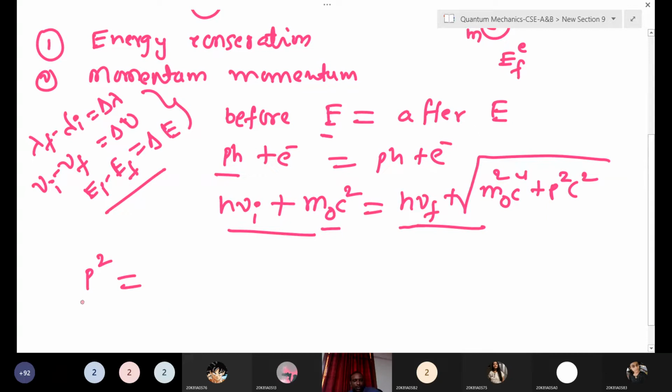So we don't want the momentum term here, so we try to eliminate this momentum term using the energy conservation law and the momentum conservation law. Yesterday we wrote up to squaring both sides, and then you simplify and write the expression for p square. That expression for p square is h square by c square. What is the expression?